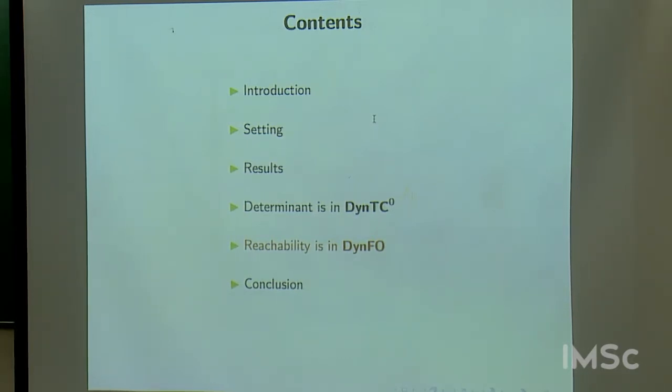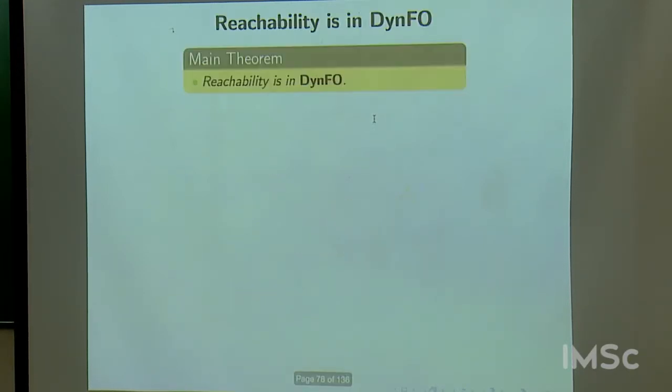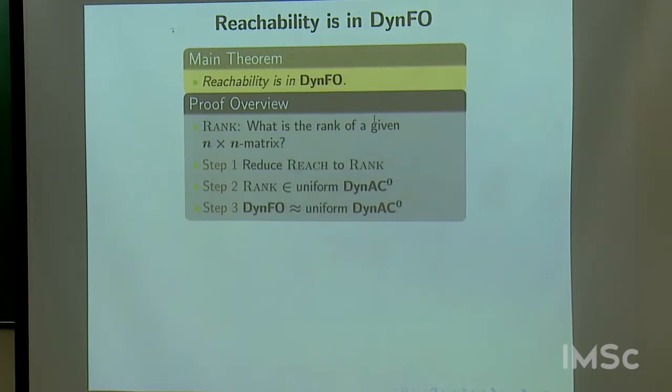So to use rank instead of, this is in some sense going against the philosophy of the first paper, and so the main theorem we prove is that reachability is in DIN first order. Here's the proof overview. We look at the question of rank and reduce reachability to rank. Rank belongs to uniform DIN AC0. This is something we prove. And finally, we show that DIN FO is the same as uniform DIN AC0.